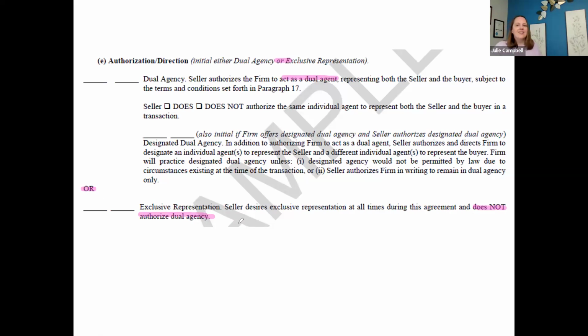If they do allow dual agency, the seller does or does not authorize the same agent to represent both seller and buyer. And then if available, can we offer designated dual agency? I have to have a yes to dual before I can get a yes to designated. If they say no to dual, what they're saying is, I demand exclusivity.